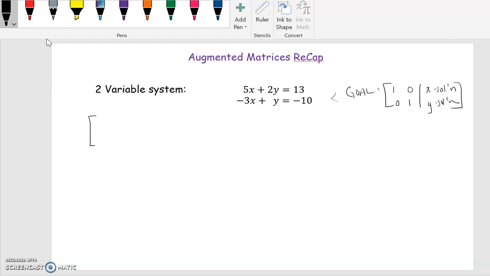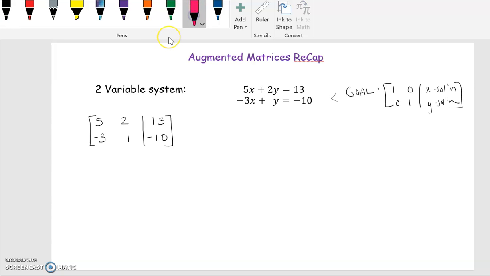And so we're going to look at our first row, which has 5x plus 2y equals 13. And so we're going to make that 5, 2, and then I'm going to draw the line so that you can see where your answer is supposed to go. So there's our first row. Our first row represents the equation in its entirety with just the coefficients of the variables and the answer. The second row is going to be the same thing. So we'll have -3, 1, and then -10.